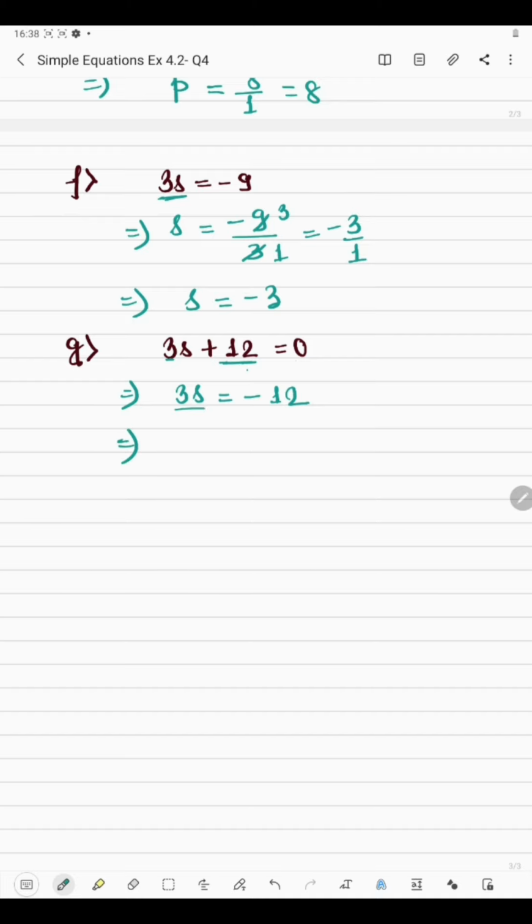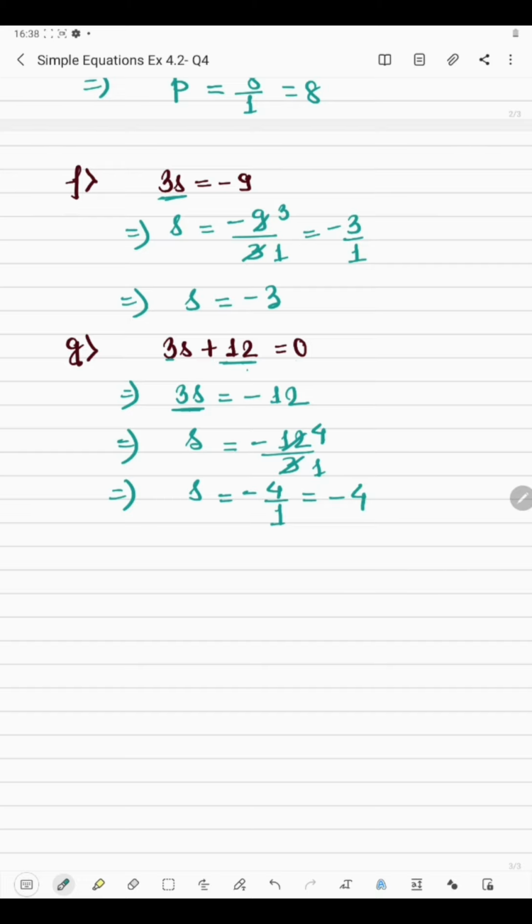Now 3 is multiplied by s. So what will be the value of s? It will be minus 12 divided by 3. So multiplication will be division after changing the side, right? So 3 1s are 3, 3 4s are 12. So the value of s will be minus 4 by 1, which is minus 4.